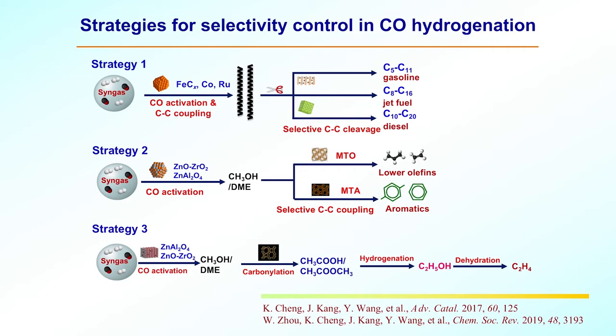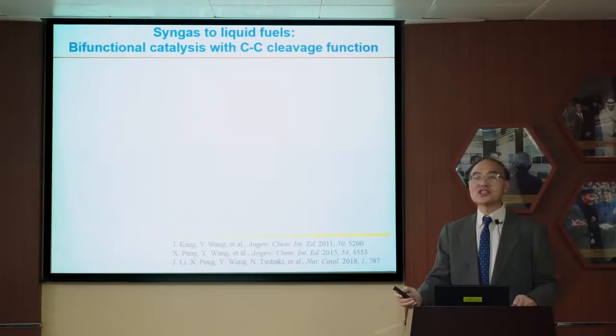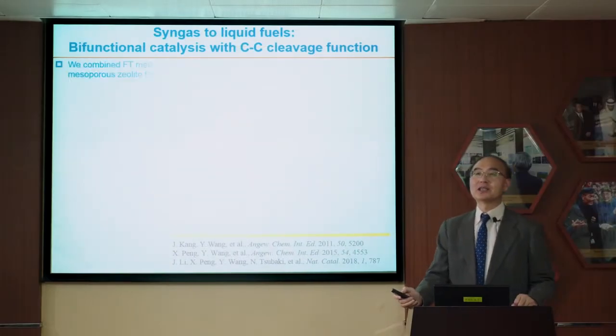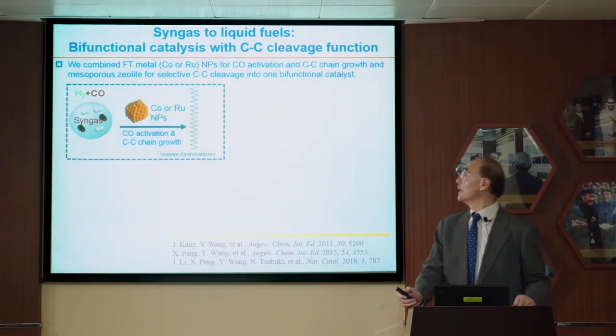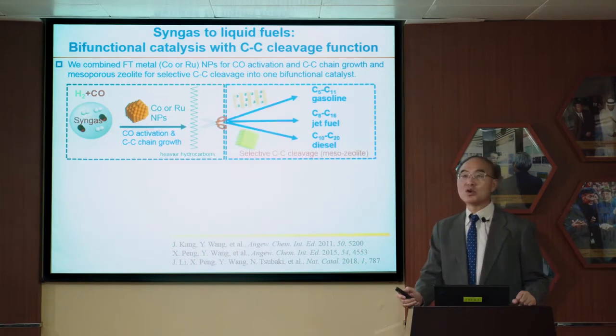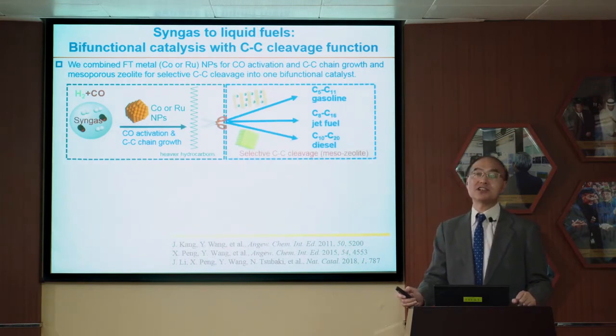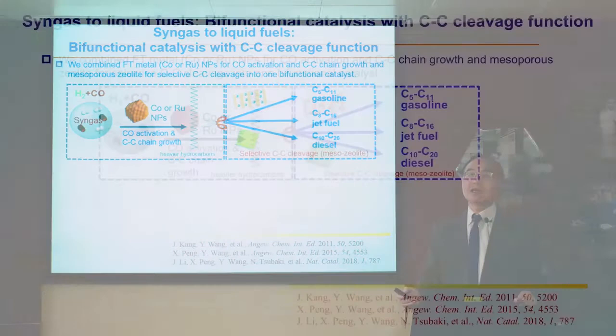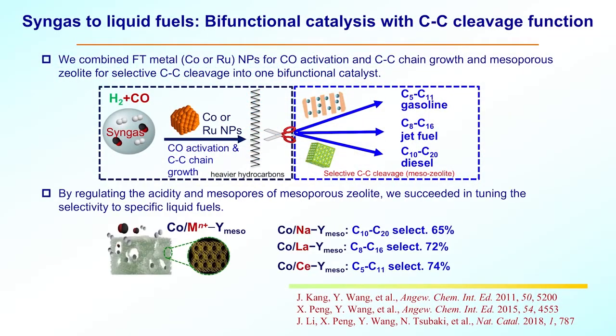So I'll give examples for these three strategies. For syngas to liquid fuels, we combine FT metal nanoparticles for CO activation and C-C chain growth, and mesoporous zeolite for selective C-C cleavage into one bifunctional catalyst. By regulating the acidity in the mesoporous zeolite, we succeeded in tuning the selectivity to specific liquid fuels.